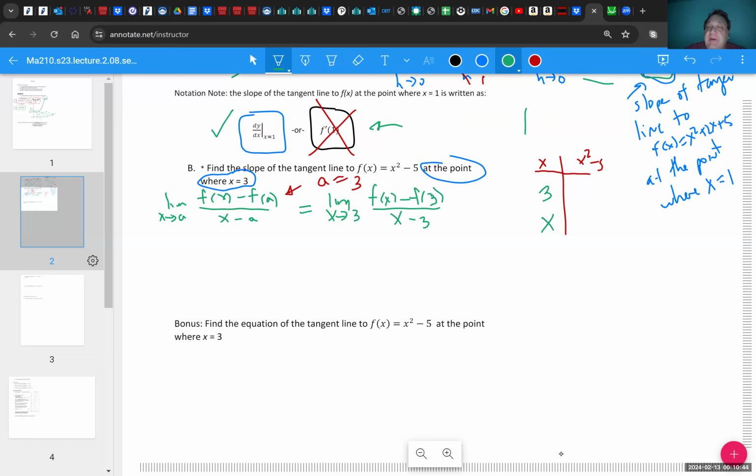I plug 3 into this formula. I get 3 squared minus 5, which is 4. I plug x into this formula, and it's the same thing. It's just x squared minus 5. So you're seeing one of the benefits of this formula is that it's actually much easier to do the algebra, certainly here in the beginning of the problem. All right, so x approaches a means x approaches 3. f(x) is our x squared minus 5. And then our f(3) is 4.